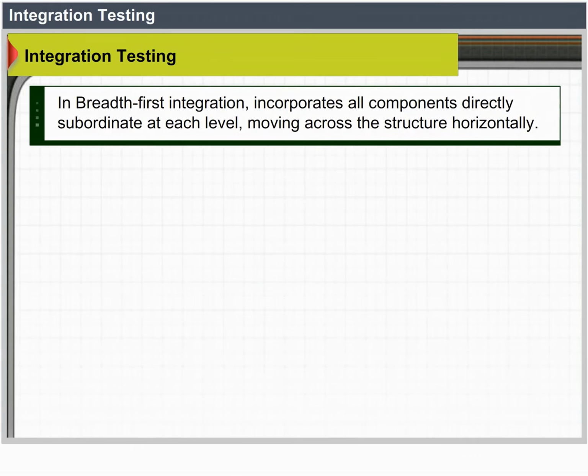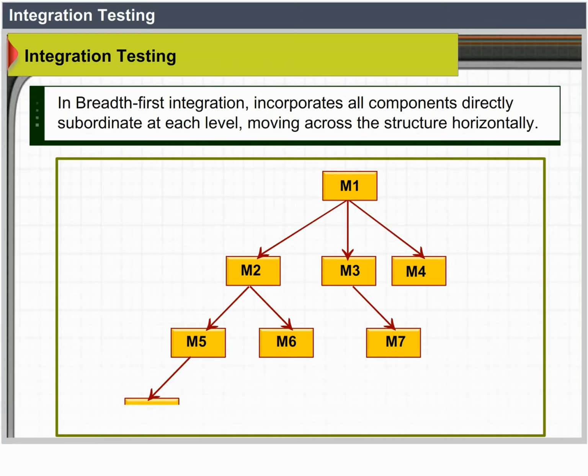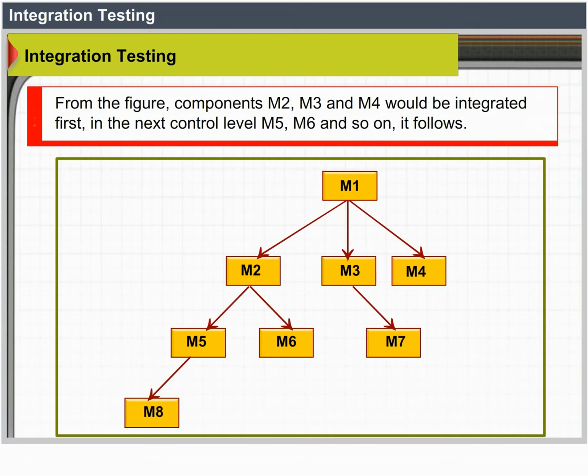Breadth-first integration incorporates all components directly subordinate at each level, moving across the structure horizontally. From figure 3.2, components M2, M3, and M4 would be integrated first. The next control level, M5, M6, and so on, follow.